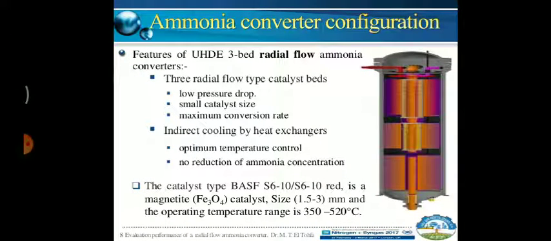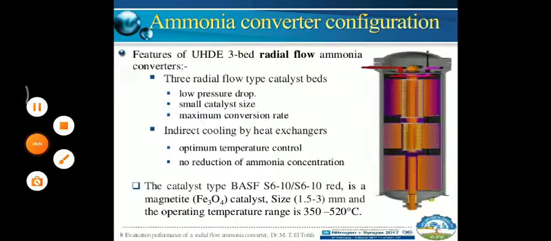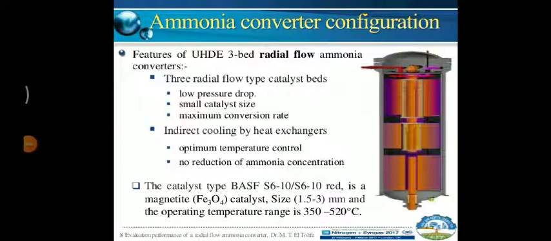And the ammonia converter configuration. Here we have the features of the UHDE 3-bed radial flow ammonia converter. These 3 radial flow beds typically have a low pressure drop, a small catalyst size and a maximum conversion rate, with indirect cooling.